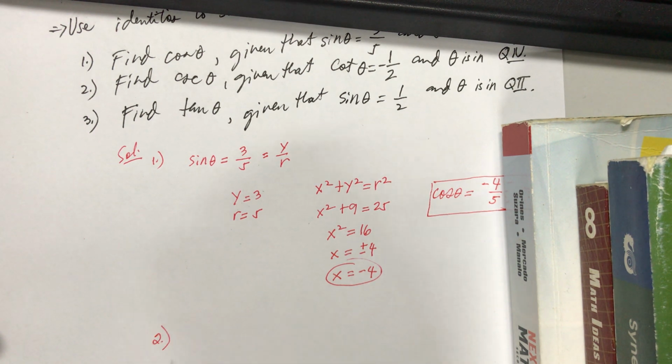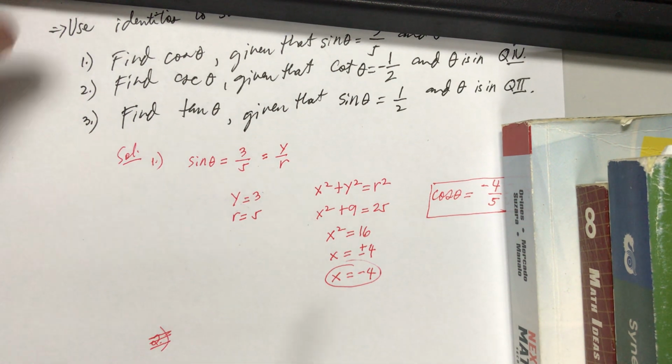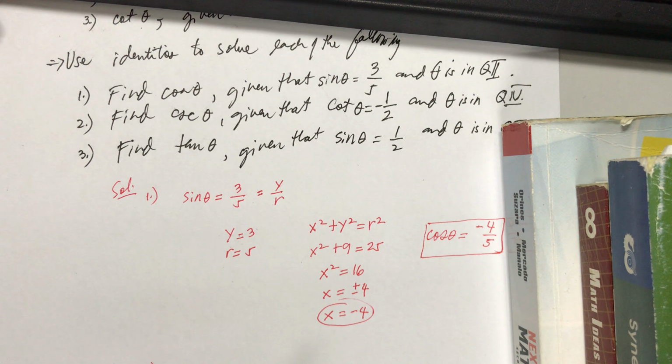Number 2. Wait. Let me show another way of doing number 1, since it is specified that you have to use identities to solve each of the following. Okay, number 1.